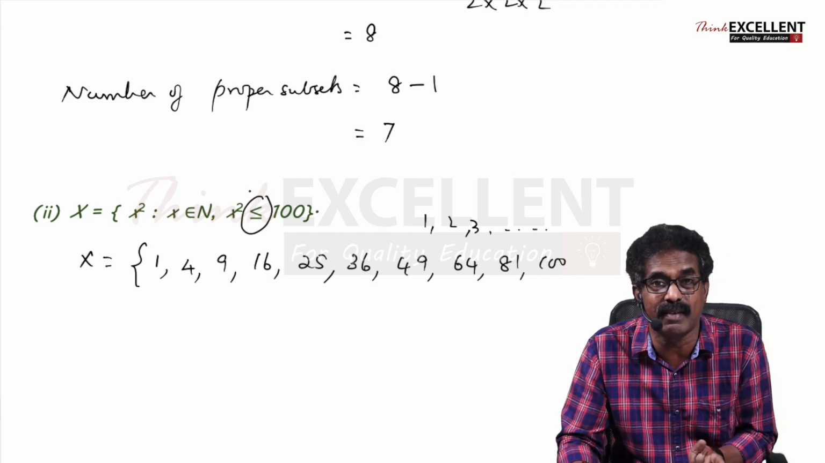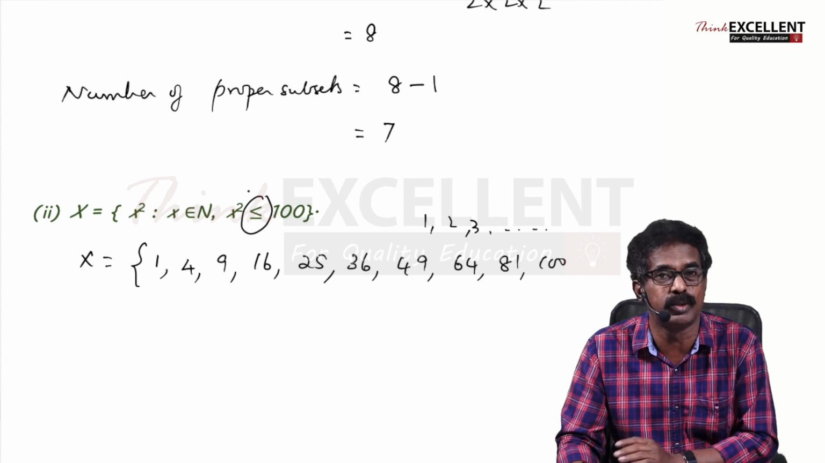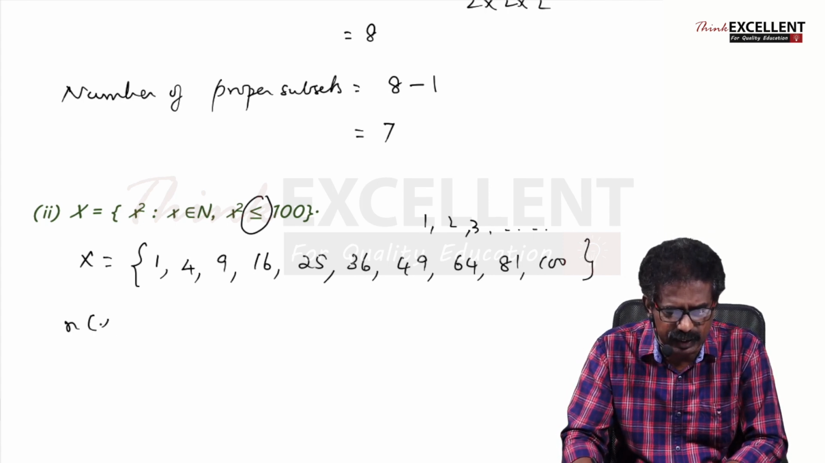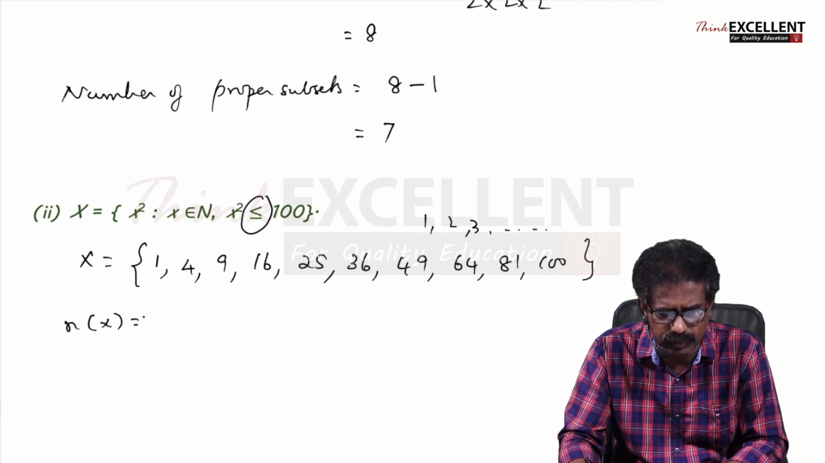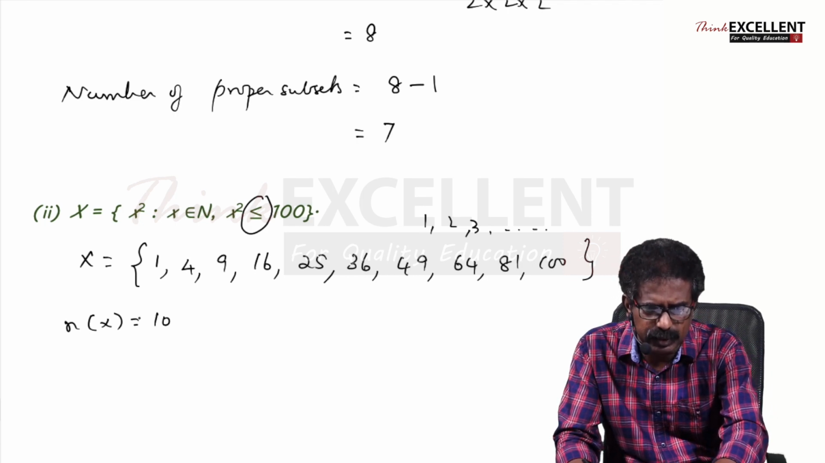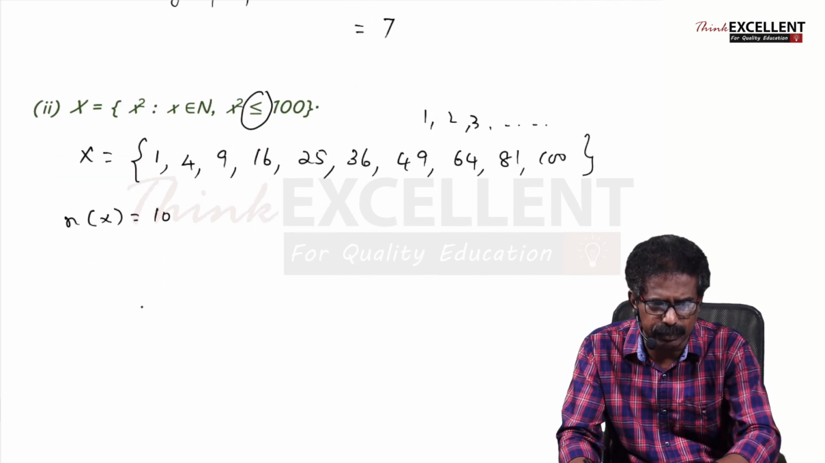11 you don't take because 11 square is 121. It is more than 100, right? So don't take, you stop here. So n of x is equal to how many elements you count? 1 square, 2 square, up to 10 square. So it is 10 terms, okay? So n, the number of elements, is 10, but the question is the number of subsets, right?